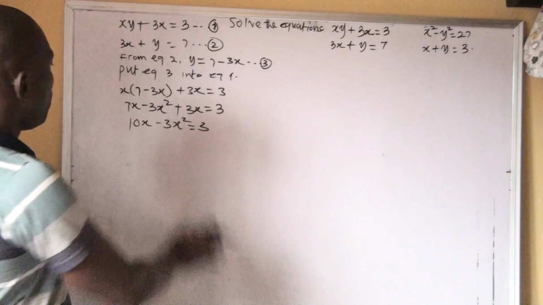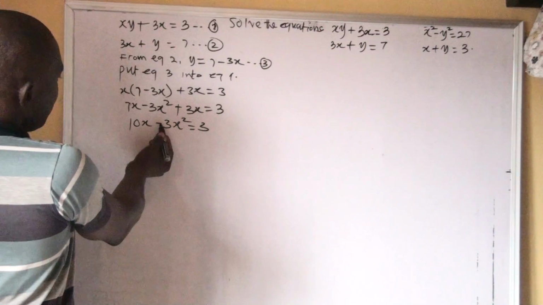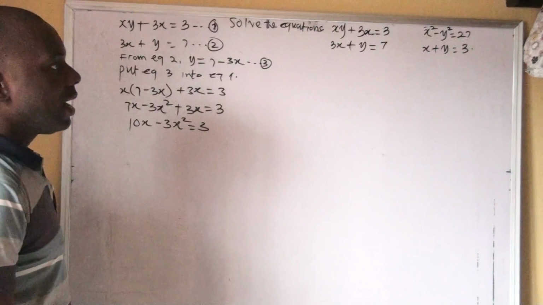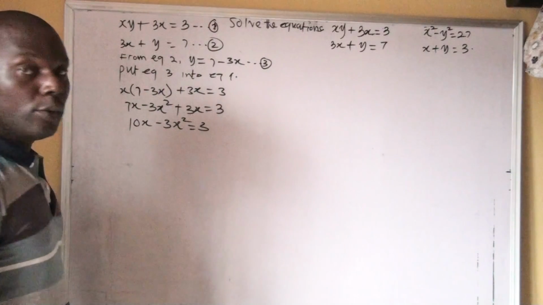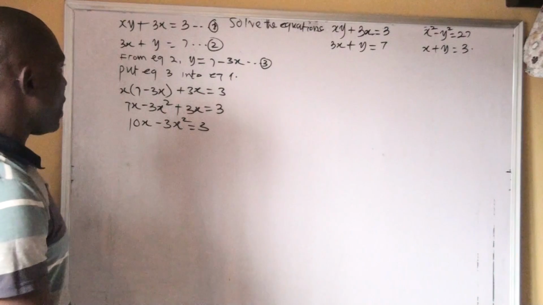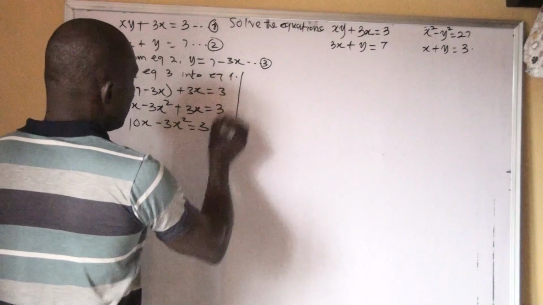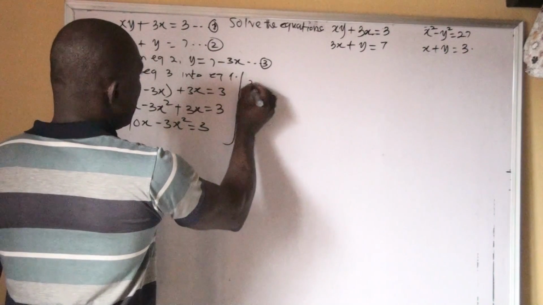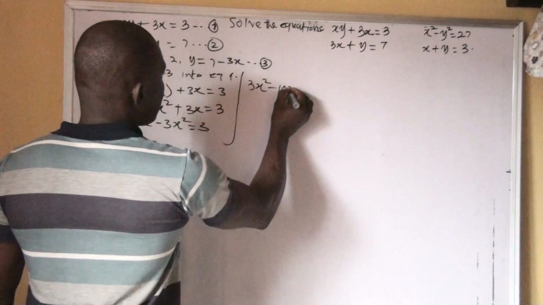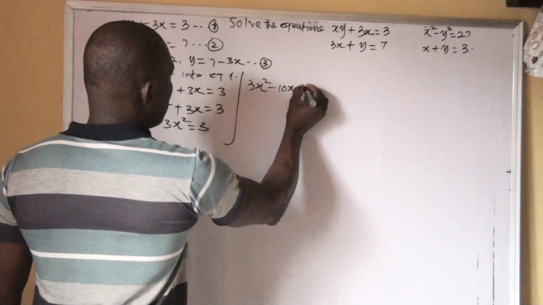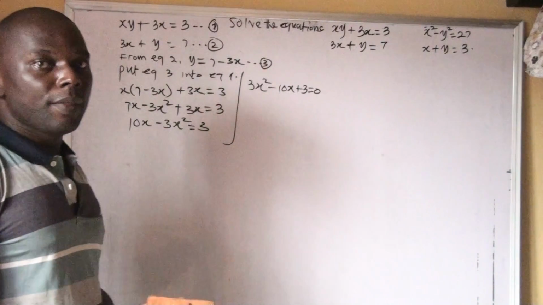Here we try as much as possible to see that the coefficient of the squared term should be positive. We've seen that this equation, though it looked linear, has now tended to that of a quadratic equation. Here we move everything to the other side, and it becomes 3x squared minus 10x plus 3 equals 0. This is a quadratic equation.